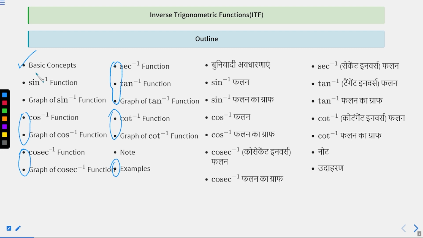Mainly we will be covering these three things: the basic concepts you need to know before starting with ITF, the inverse trigonometric function, and then we will be getting what and how the sine inverse is defined, and where it is defined, the graph for it, how it looks like. Okay, let's move now.